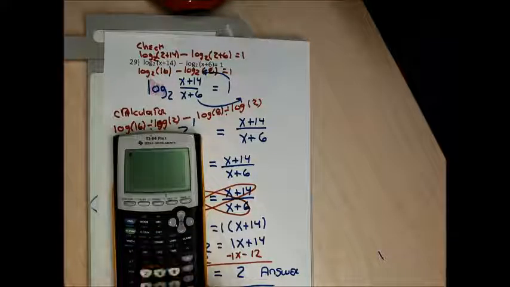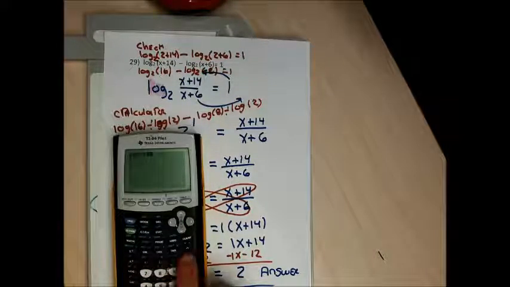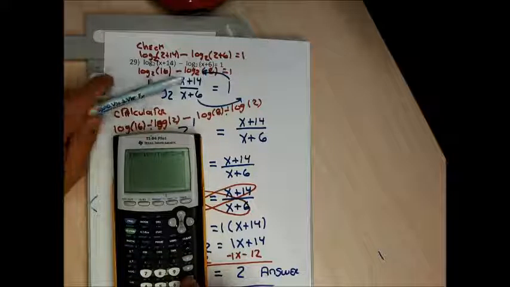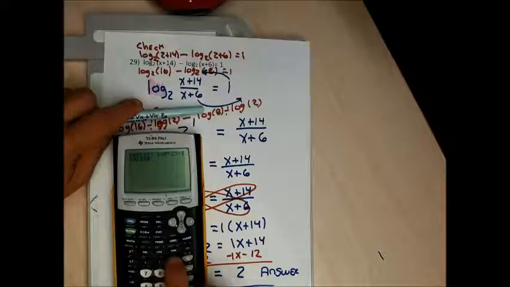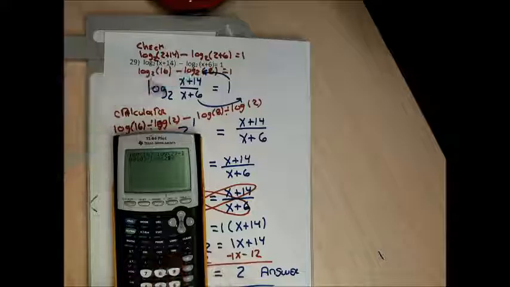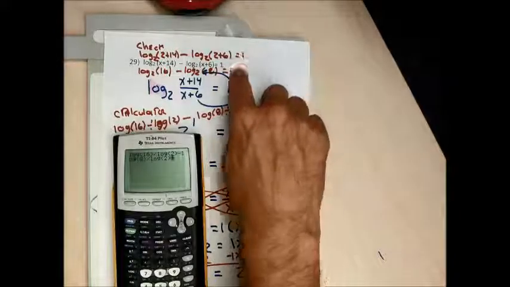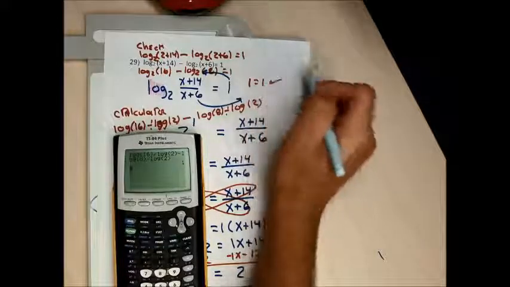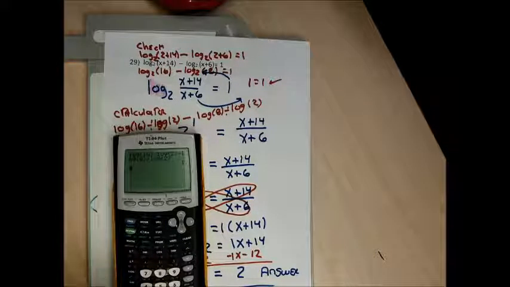So on my calculator, log of 16, close out the parentheses, divided by log of 2 for that logarithm, then this minus sign, and then the log of 8 divided by the log of 2 for that logarithm. That's the entire left-hand side. When I hit enter, it's going to simplify the entire left-hand side. Because the right-hand side is 1, it better come back with a 1, which it does. So this gives me 1 equal to 1, so I know my answer is perfectly correct.